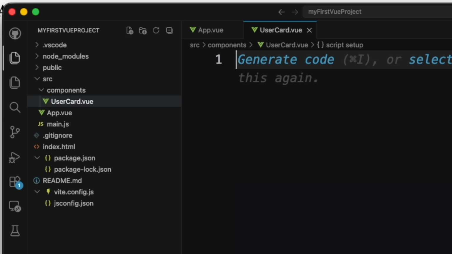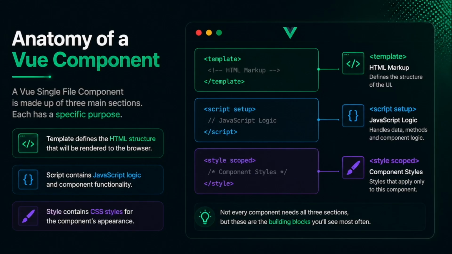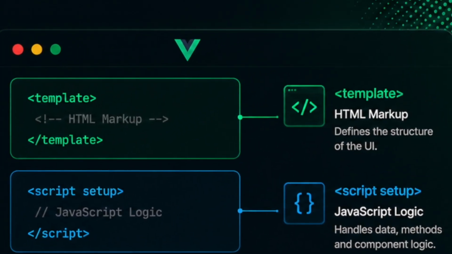Before we build our component, let's take a quick look at its structure. A Vue component can contain three main sections. The template section contains the markup that will be rendered in the browser. This is where we define the structure of our user interface using HTML.